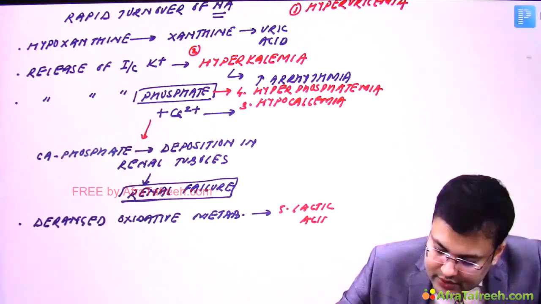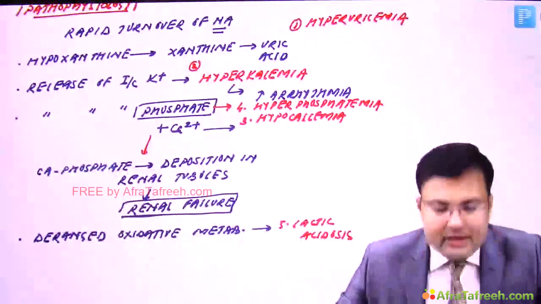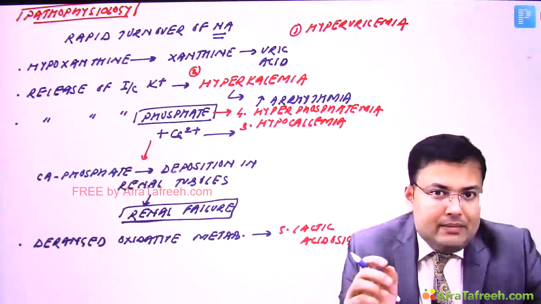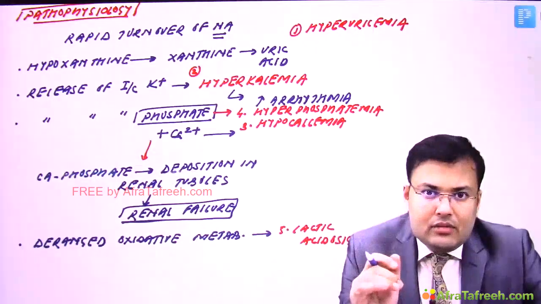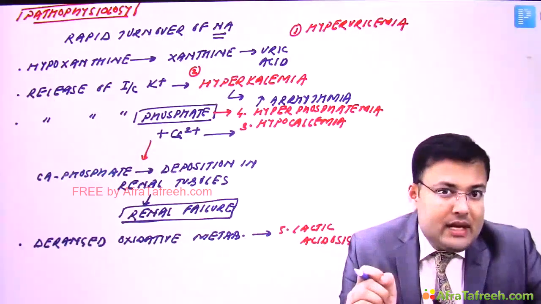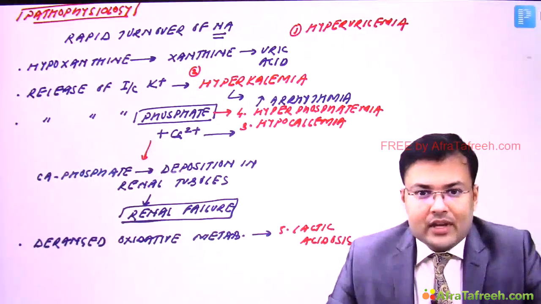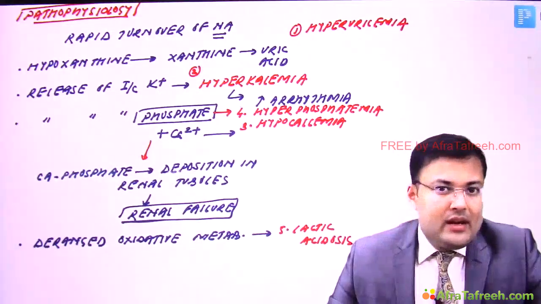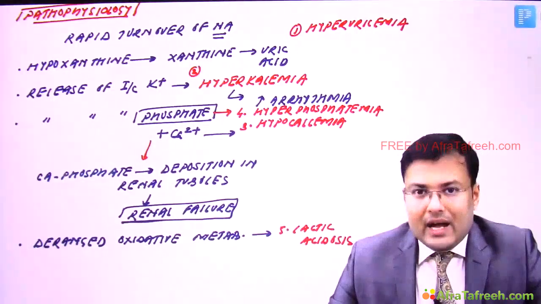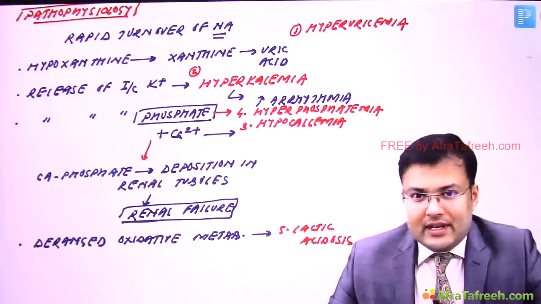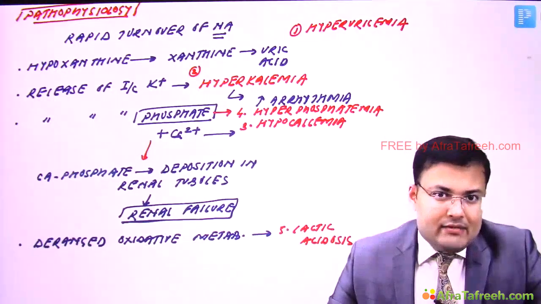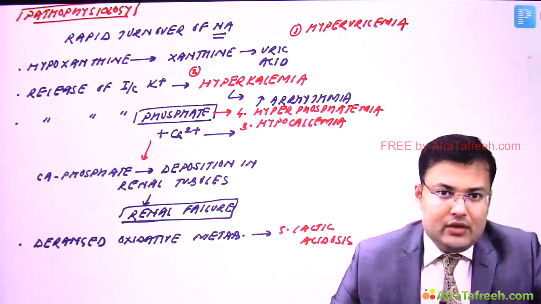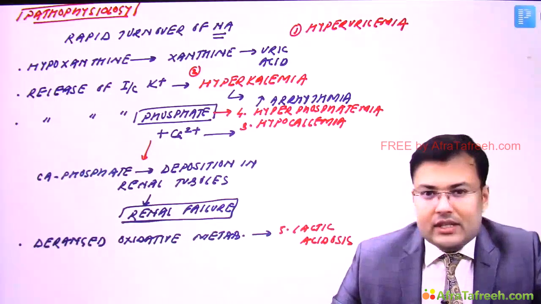Clear? So this is the famous question which is asked frequently, almost every year in one of the exams: what are the dyselectrolytemias which are seen in tumor lysis syndrome, or which of the following dyselectrolytemia is not seen in tumor lysis syndrome. So there is increased turnover of nucleic acid leading to hyperuricemia, release of intracellular potassium, hyperkalemia, intracellular phosphate release, hyperphosphatemia, it binds with calcium leading to hypocalcemia, and there is deranged oxidative metabolism leading to lactic acidosis. Simple. So this is the pathophysiology.